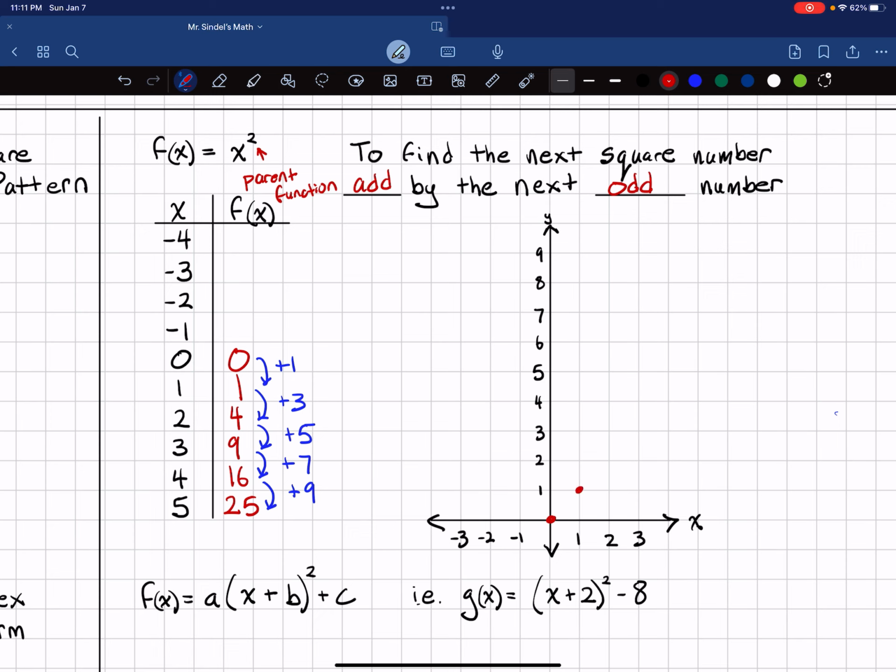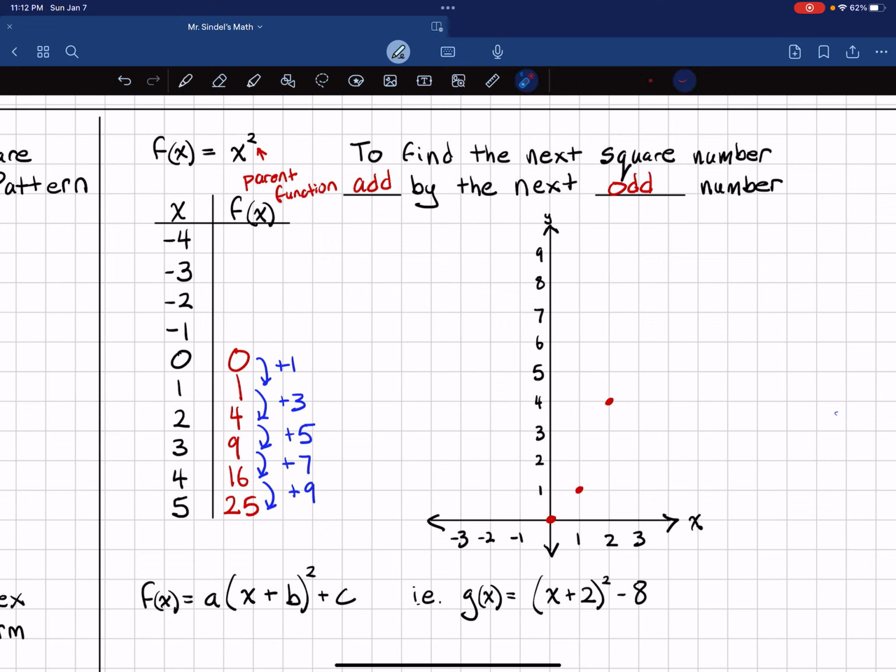And I get another point. I'm going to take another step to the right, but instead of going up 1, I'm going to go up 3. So now I'm going to go step 1 to the right, but now I'm going to go up 1, 2, 3 to get our new point up here at 2, 4.